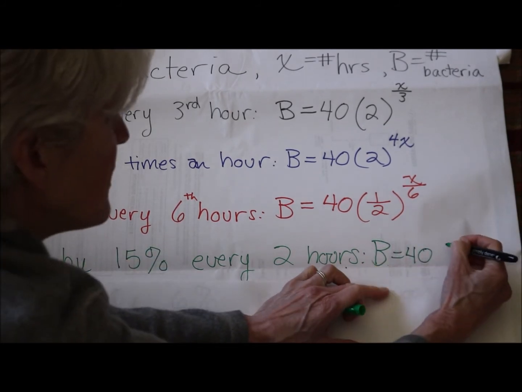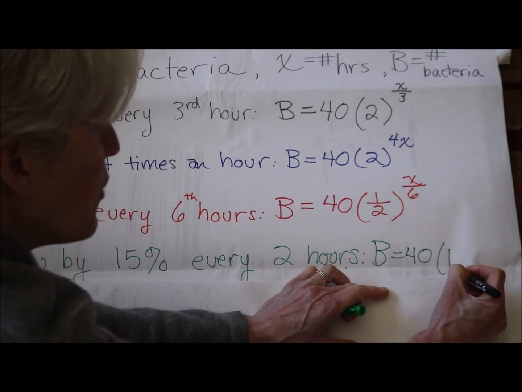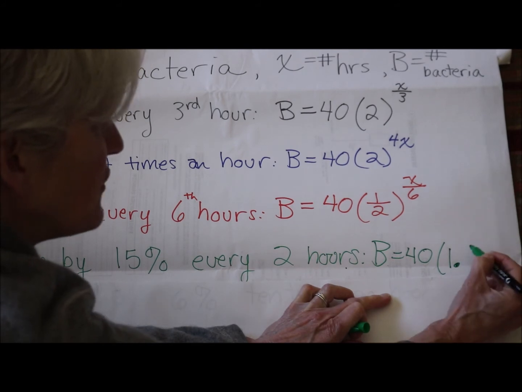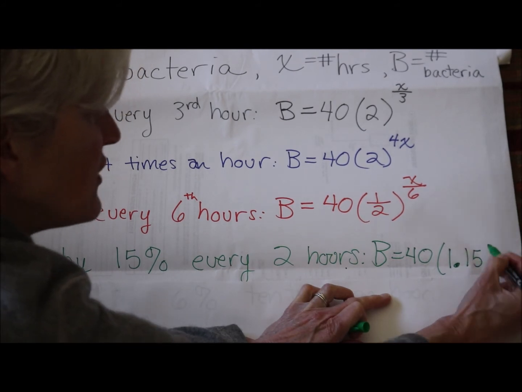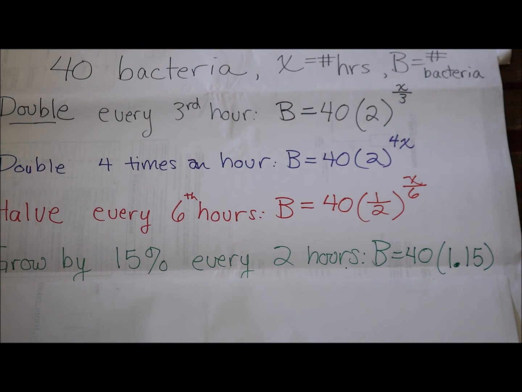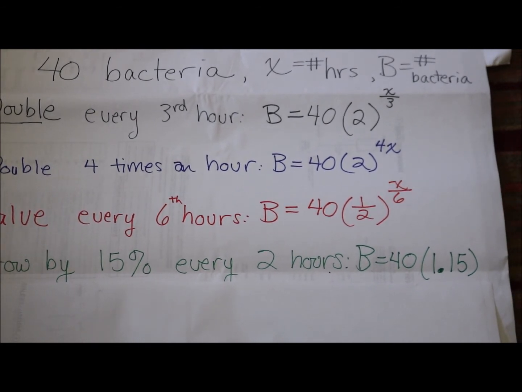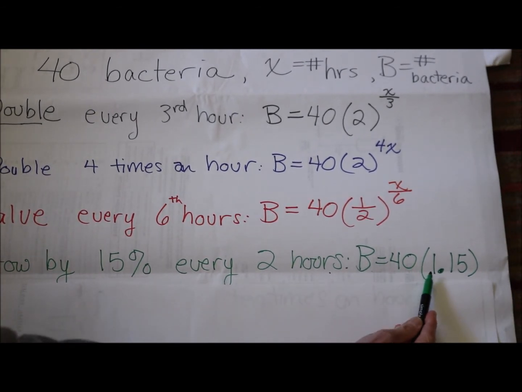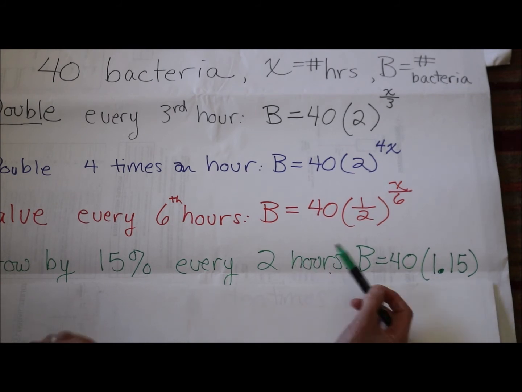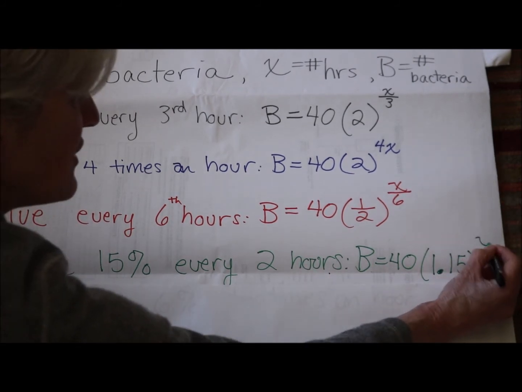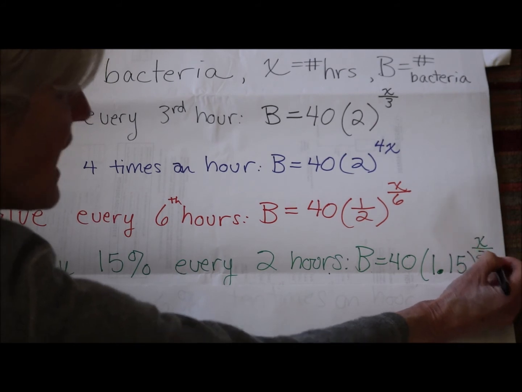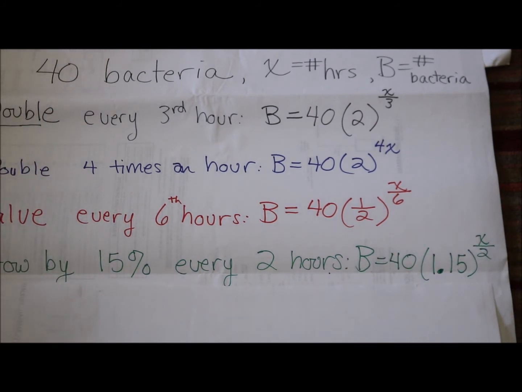Well, that means I have 100%, which is my 1, plus 15%, which is in decimal land 0.15. So 40 times 115% is really what I'm doing, but I'm writing 115% in decimal land. Every 2 hours, that means every second hour. So that exponent will be x divided by 2.